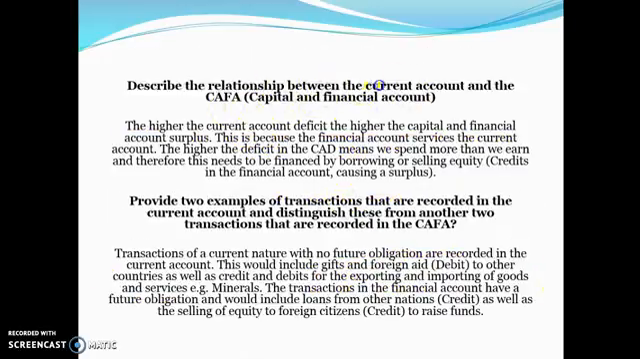Describe the relationship between the current account and the CAFA. So the current account and the capital and financial account basically always have an opposite relationship. The higher the current account deficit, the higher the capital and financial account surplus. They are always in balance.